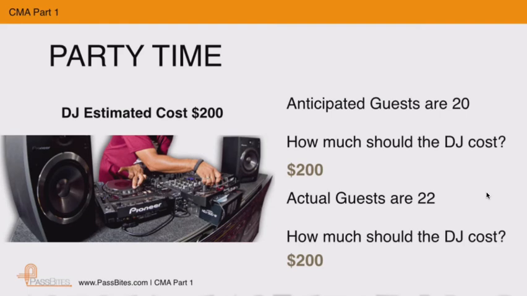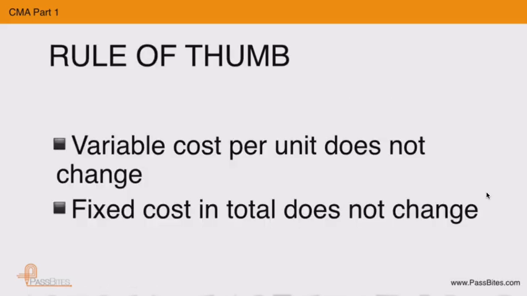This is an example of a fixed cost. So when preparing the flexible budget, the rule of thumb is that the variable cost per unit does not change; it changes in total. Fixed cost in total does not change, which means per unit it will be different. So we find the variable cost per unit according to the budget and multiply it with the actual activity or actual output to find the flexible figure, but fixed cost will not change.